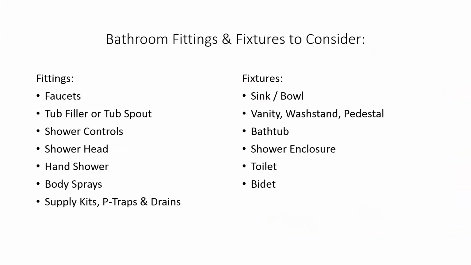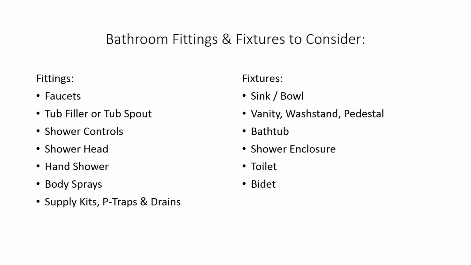So within the bathroom, there are just an awesome amount of fittings and fixtures you can consider to use. Here are some typical ones that are fittings. Of course, you're going to have your faucets, anything to provide water to the tub, all of the many options that could go in the shower, not only the controls for the water, but the delivery methods such as shower heads and hand showers. And then of course some detail items like supply kits, drains, and P-traps, what we call finishing items, to make sure there isn't any little ugly parts sticking out that we didn't consider.